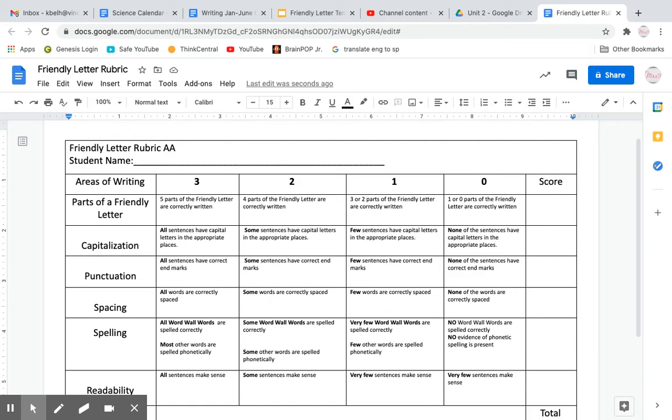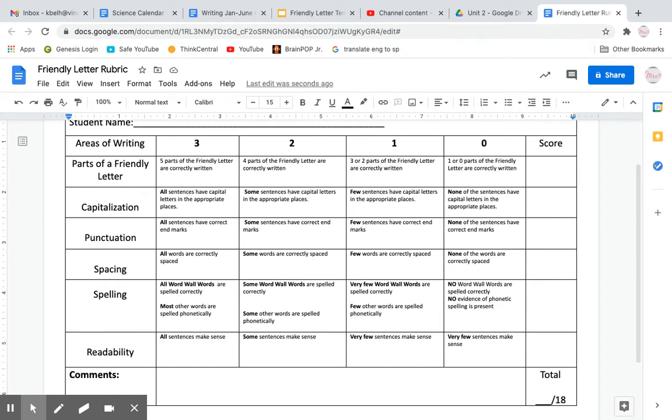So what we're looking at right here is called a rubric, and that lets you know what I'm looking for. Okay, so here are the areas, and then we'll go over it in my letter. So we have parts of a friendly letter. I want to see that you have 5 parts of your friendly letter. You have your heading, your greeting, your body, your closing, and your signature. If you have all those parts, you get all the points. Okay, so you need all parts of your friendly letter, and they should be in the right spot.